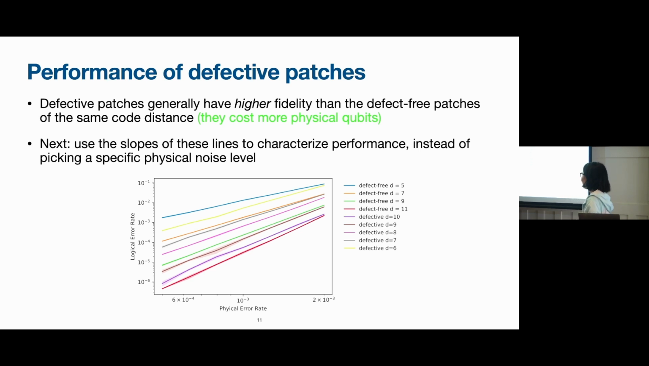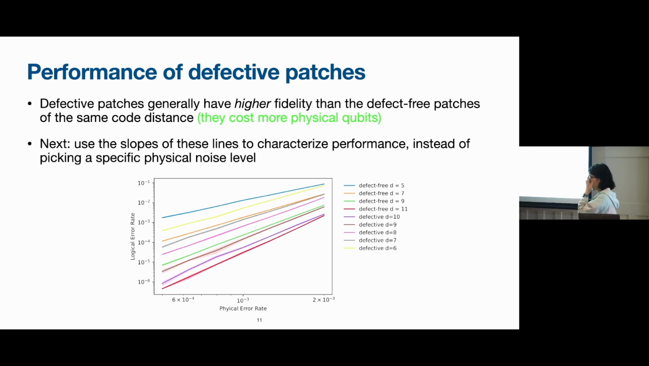And then, to estimate the performance of the defective patches, that seems to naturally require you to pick a physical error rate, but we don't want to stick to a single value. Instead we feel that the slope of these log-log plots might be a good indicator to take, because it's just one single value, but it characterizes the performance of the code in a whole regime below this physical error rate of like 2 times 10 to the negative 3.